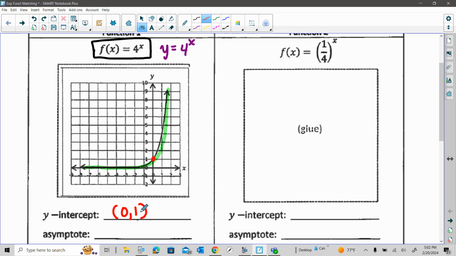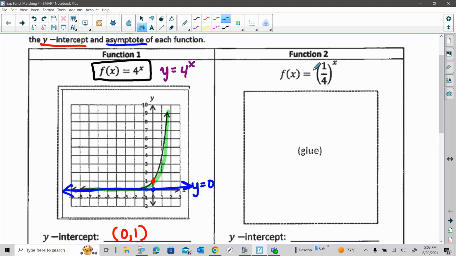Now, the asymptote is where the curve flattens like a horizontal line. I'm going to draw right here where it flattens into that horizontal line, and I want to see where that horizontal line touches the y-axis. It happens at 0, so this is y equals 0. You might want to extend the horizontal line out. That is the actual equation of that line.